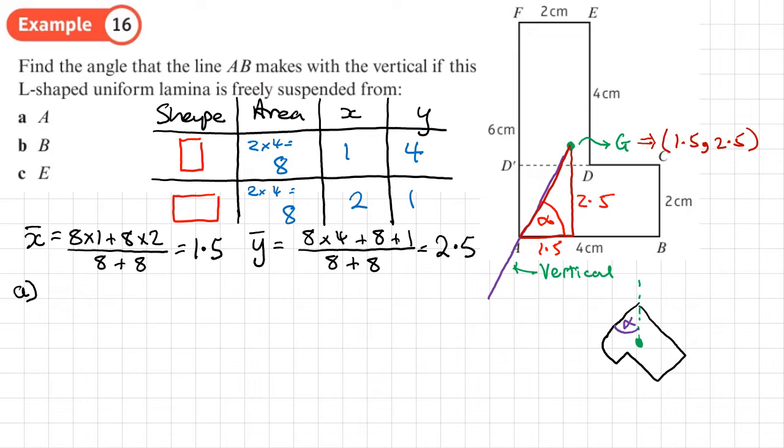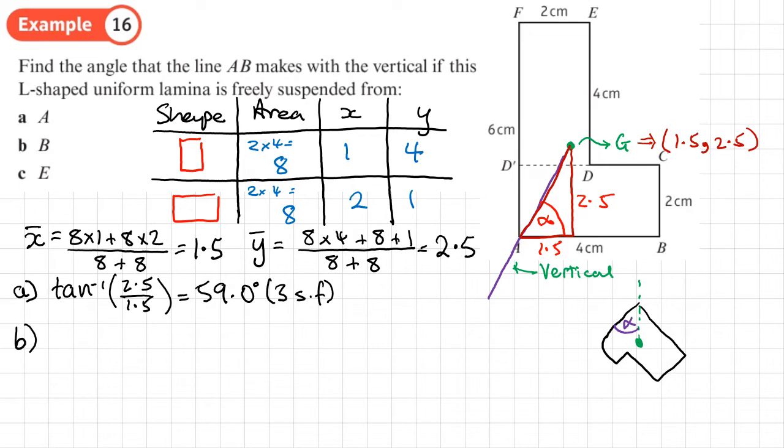So we know that the centre of mass, the angle is going to be the tan inverse of the opposite to that angle, 2.5 divided by 1.5. And that gives us 59.0 if we take it to 3 significant figures.